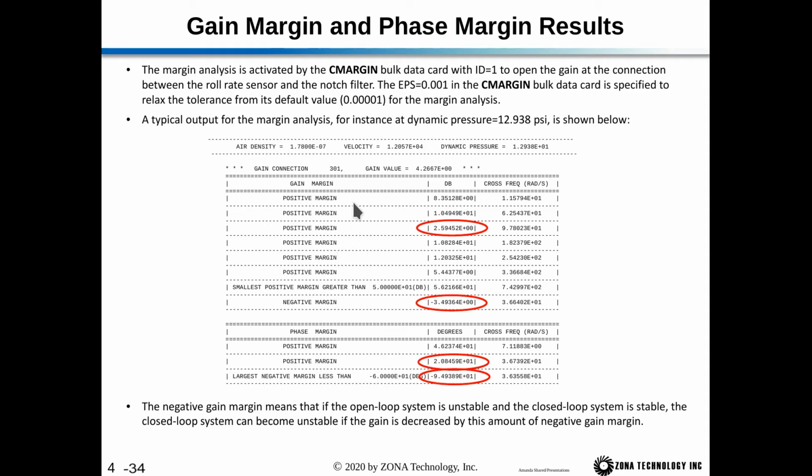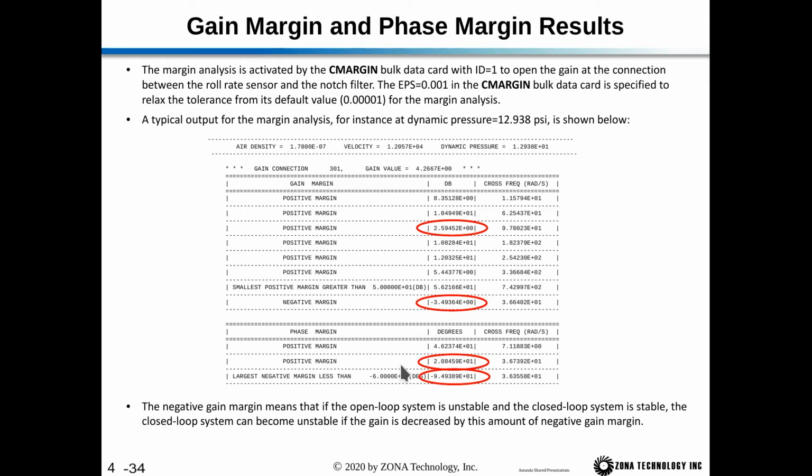So if we look at our positive gain margins, the smallest positive gain margin here is 2.6 dB, so that's quite small. The smallest negative gain margin is minus 3.5. Because we have a negative gain margin, this dynamic pressure is actually past the open loop flutter, but our controller is suppressing flutter. So we have a stable system, but if you take away the controller or you reduce the gain on the controller by 3.5 dB, then the system would become unstable again.